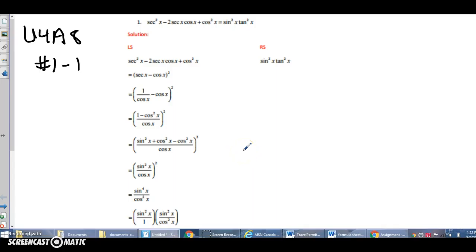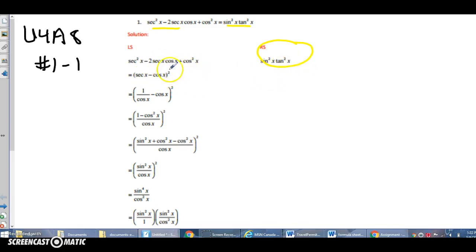Okay, guys, I've been asked to do U4A8, exercise 1, question 1. So what's happening here is we're going to make the left side look like the right side. The right side is left like this. The left side is this here. Secant squared x minus 2 sec x cos x plus cos squared x.